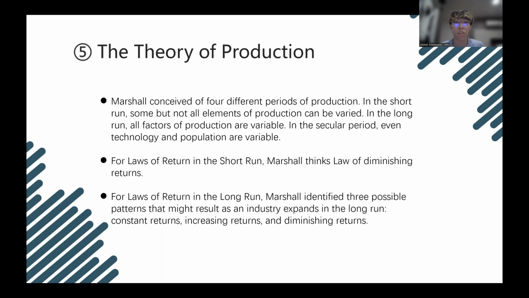For laws of return in the long run, Marshall identified possible patterns that might result from any industry expansion in the long run: constant returns, increasing returns, and diminishing returns. Increasing returns to scale that are internal in origin can lead to the manipulation of markets, as large firms develop lower cost structures than small firms, driving smaller competitors out of business.